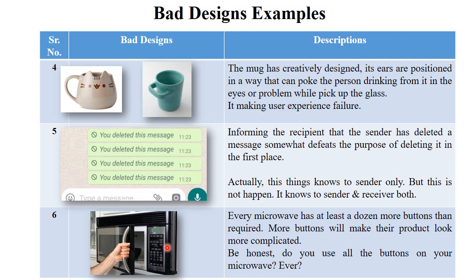Now, the next one is the microwave oven. I think you are all familiar with microwave ovens. Here a dozen or more buttons are available, and that many buttons are not required, right? More buttons make the product more complicated, and you can't use all those buttons at the same time. So this is also a bad design example. A microwave company needs to customize the design or customize the operations on the buttons.